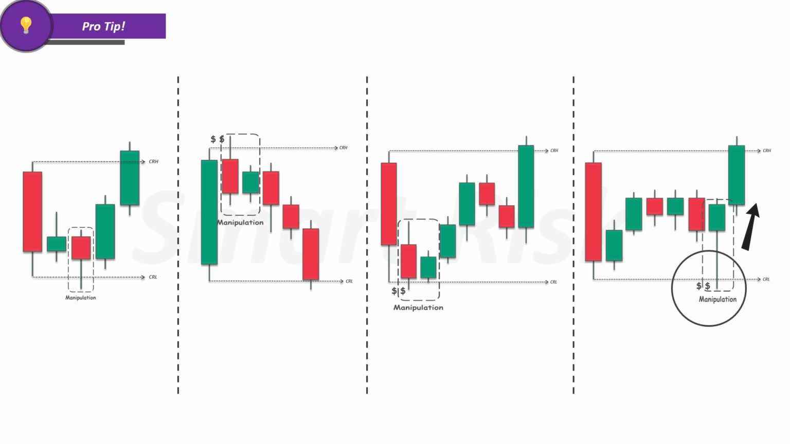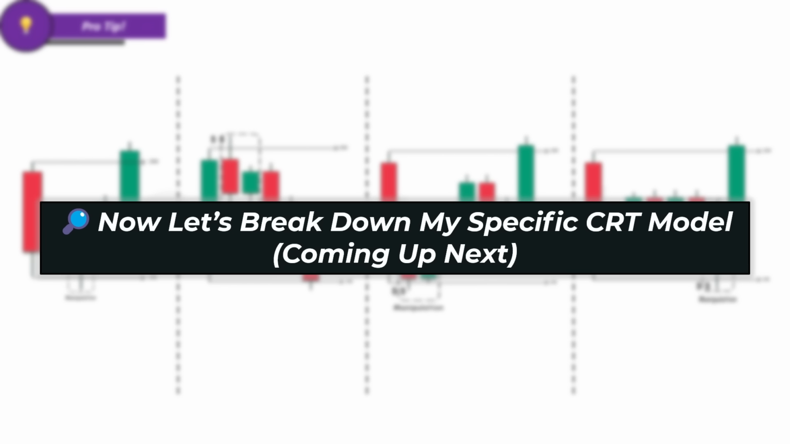That's exactly why identifying the true range candle is so important. Because your job is not to treat every large candle that appears around a key time as the range candle, your job is to identify the real one, the candle after which the reversal actually happens, and where smart money truly enters the market. Now, let's break down the details of my specific CRT model and go step by step through how to execute trades based on it.